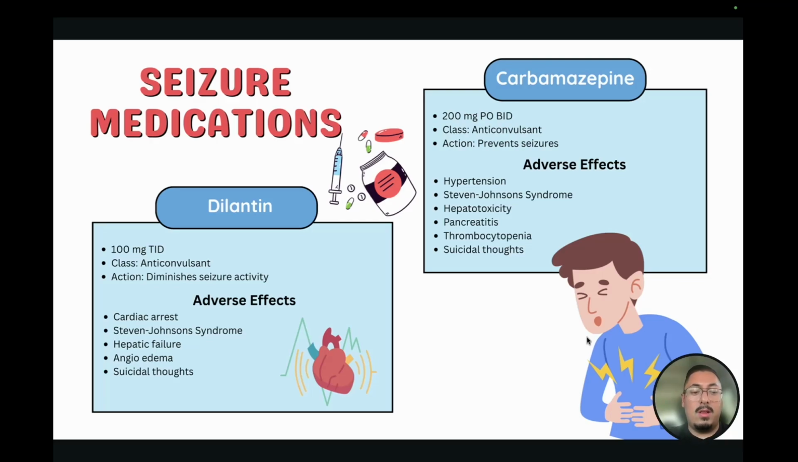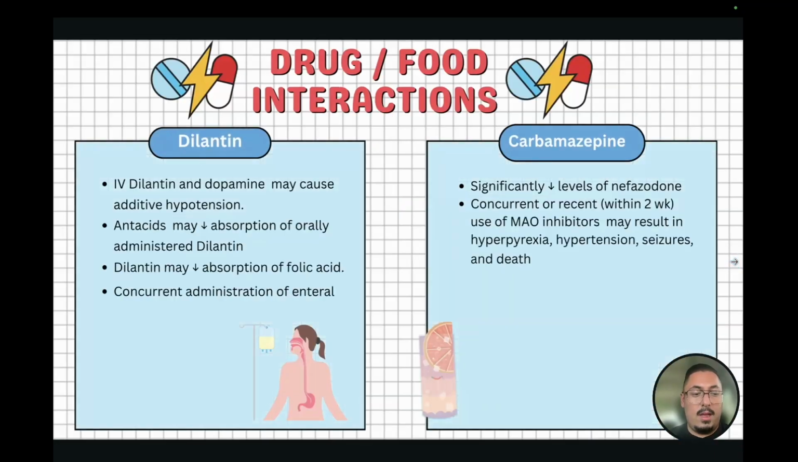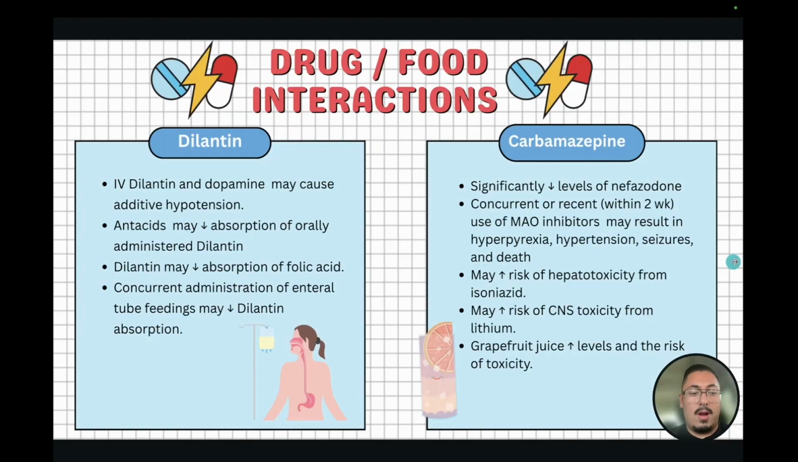Carbamazepine is taken at 200 milligrams twice a day and helps prevent seizures. Some of its major adverse effects include hypertension, liver toxicity, Stevens-Johnson syndrome, pancreatitis, thrombocytopenia, and suicidal thoughts. Both medications are effective, but come with a serious risk, so patient monitoring is key. Next, we have food and drug interactions.